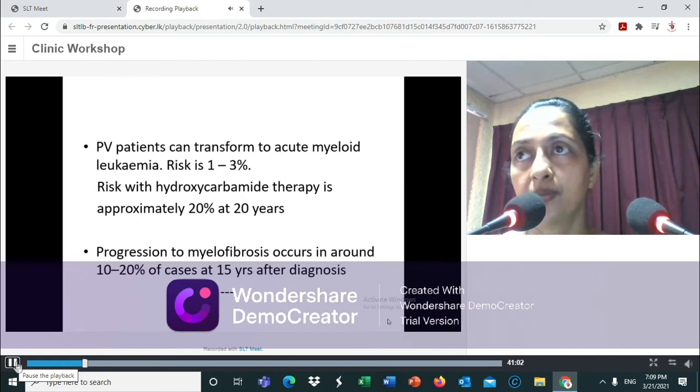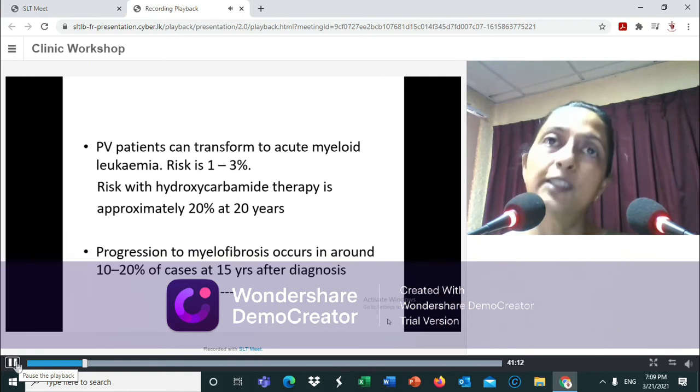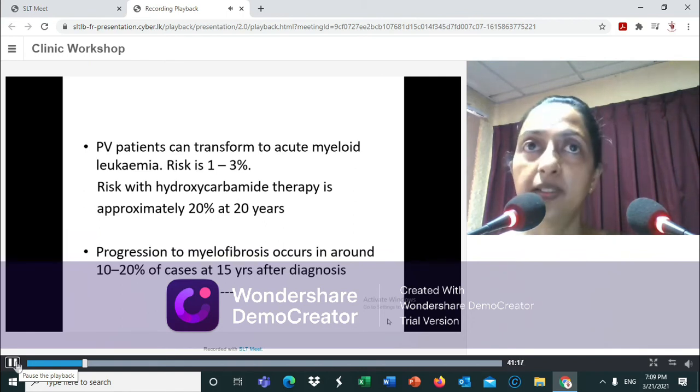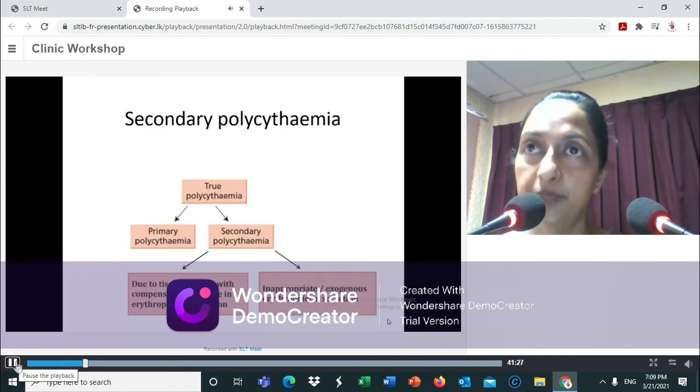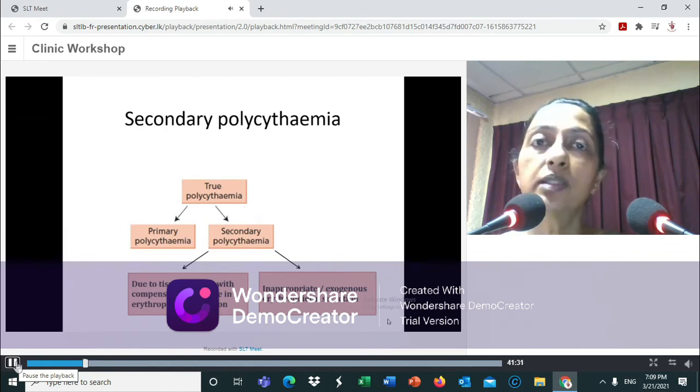Right? This will not happen in each and every patient. There are various other secondary genetic modifications and long-term changes that need to happen for polycythemia vera patients to transform to these two entities. Okay. So that is polycythemia vera in brief. Now we will have a look at the causes of secondary polycythemia.